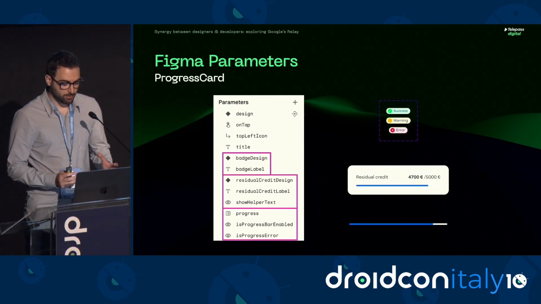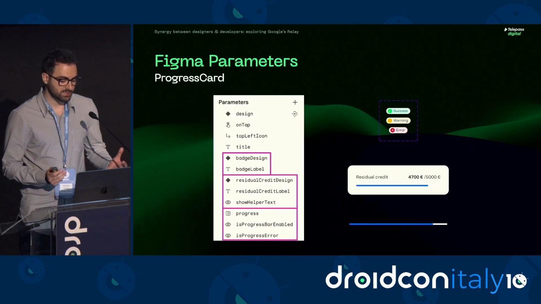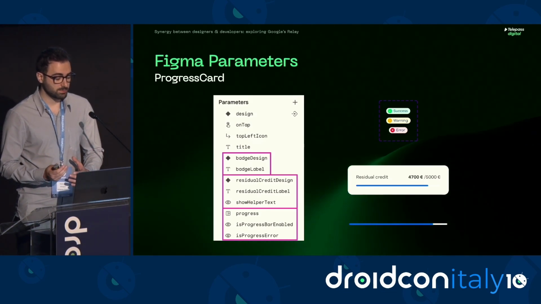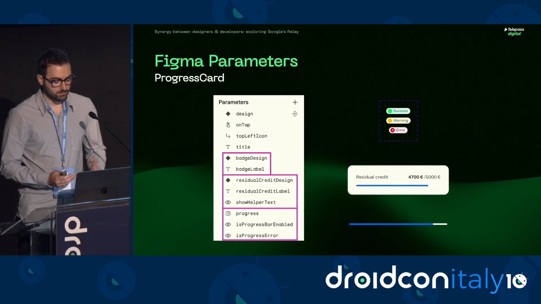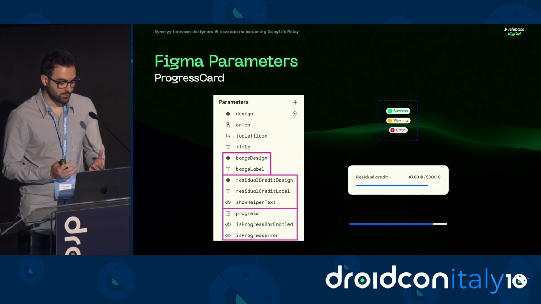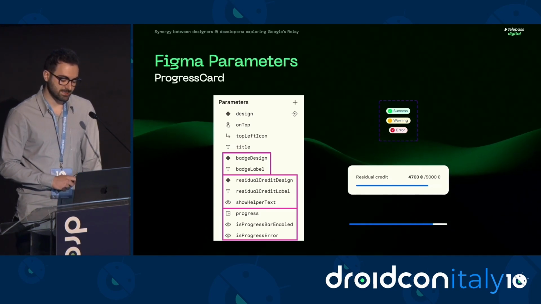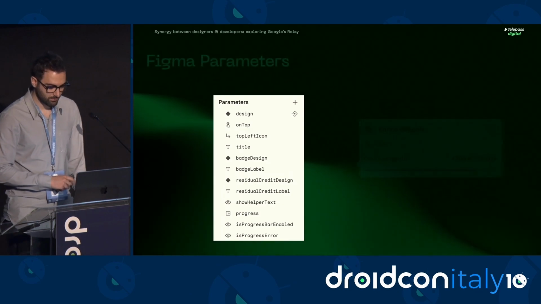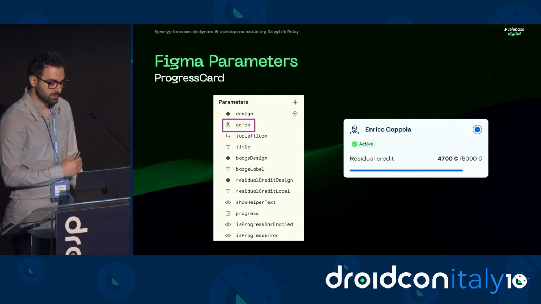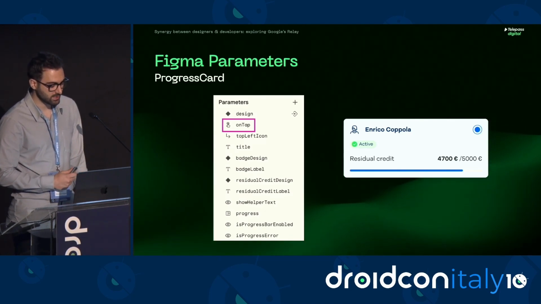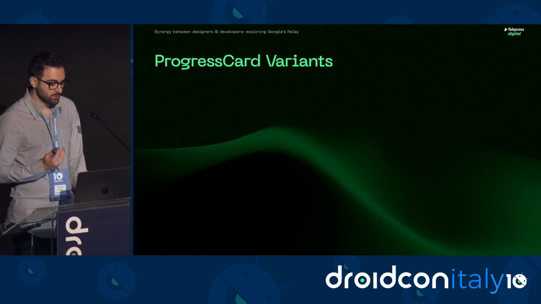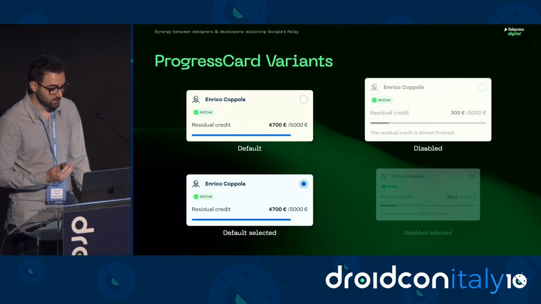Finally, regarding the entire progress card, it inherits all the attributes from its subcomponents, including those of the badge, residual credit, and progress bar, in addition to its specific attributes. In the generated code, this translates into a list of parameters on the parent composable, allowing both the card itself and its internal components to be customized. In detail, the specific parameters of the progress card include onTap, to pass a callback and handle the selection or deselection of the card, and design, to select one of the variants of the main component. This can be default, default selected, disabled, and disabled selected.